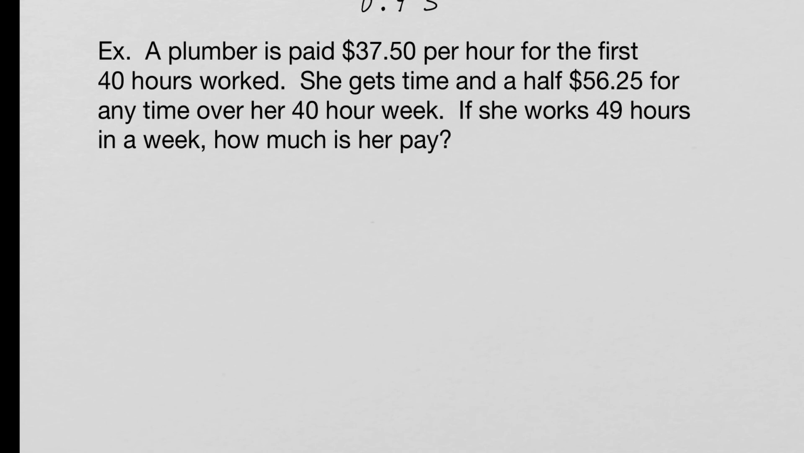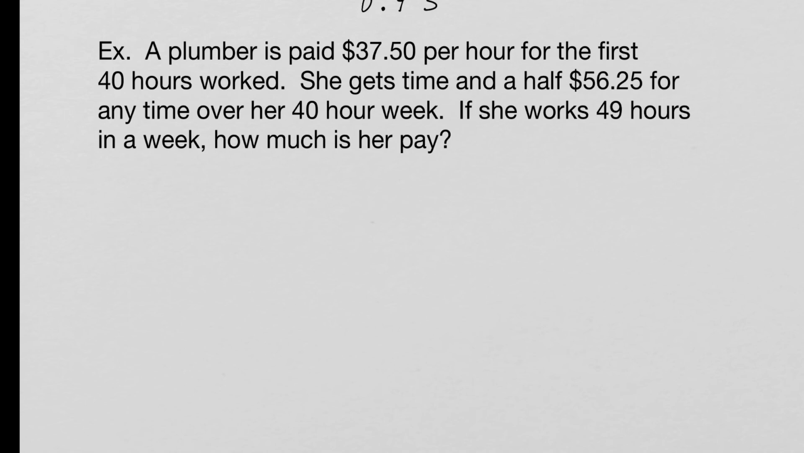Okay, in this problem, it says, a plumber is paid $37.50 per hour for the first 40 hours worked. She gets time and a half, which comes out to be $56.25, for any time over her 40 hours. If she works 49 hours in a particular week, how much is her pay for that week?